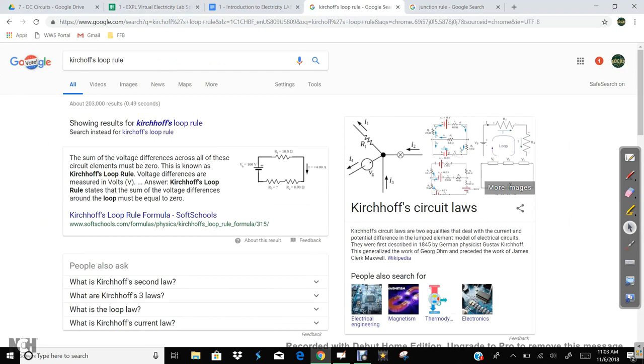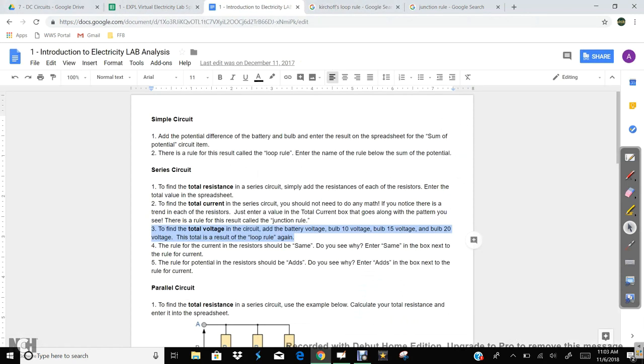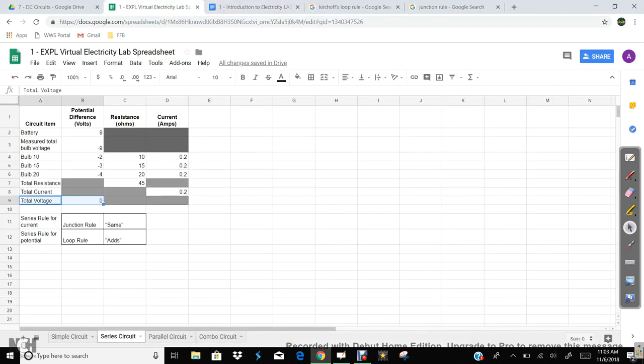Okay, so I apologize. Number 4 here, the rule for current in the resistors should be the same. Do you see why? Enter same in the box next to the rule for current. So we already did that. We talked about this right here, the current rule.